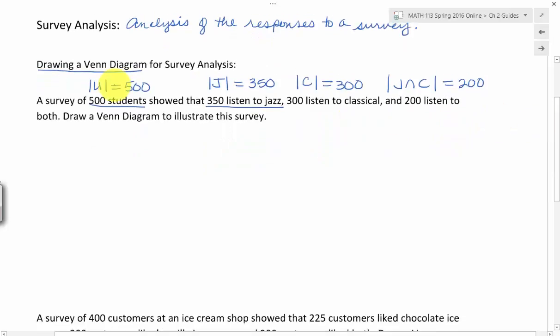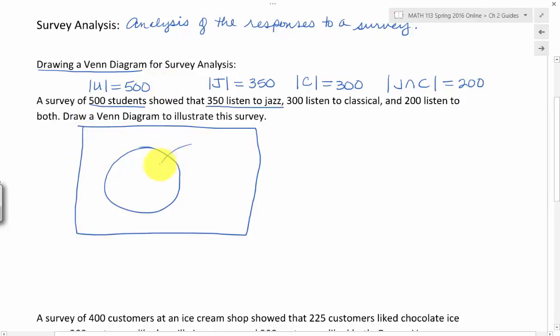So I can tell just by adding up the 350 that listen to jazz and the 300 that listen to classical and get 650 that's over the number that are in my universe. So these numbers, the jazz and the classical numbers, must be showing these 200 that are in common between the two sets. So let's draw our Venn diagram and try to reason this out.